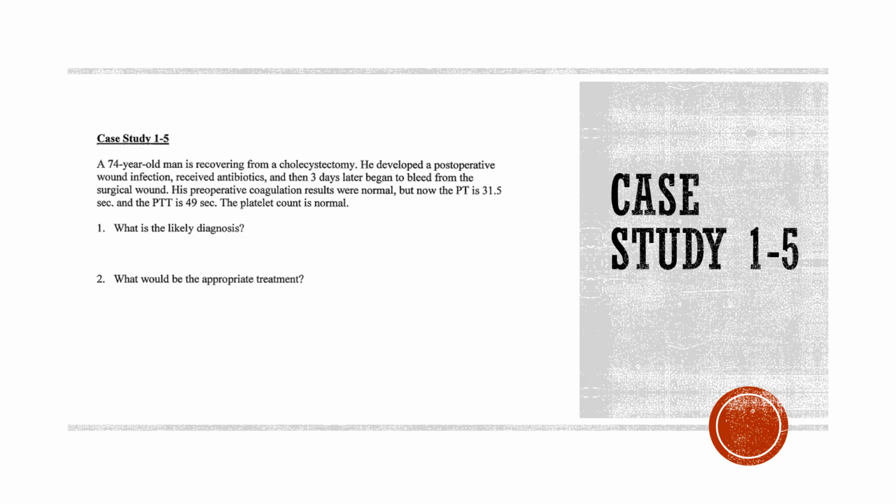Okay, so it looks like he's got a prolonged PT and a prolonged PTT. Interesting though that initially he had normal coagulation, and then after 3 days on antibiotic, he began to have a prolongation. So, what is the likely diagnosis and what would be the appropriate treatment? Okay, I'm going to let you think about that. And when we come back on the next slide, we will talk about it. Good luck.